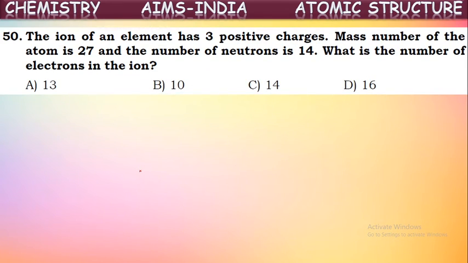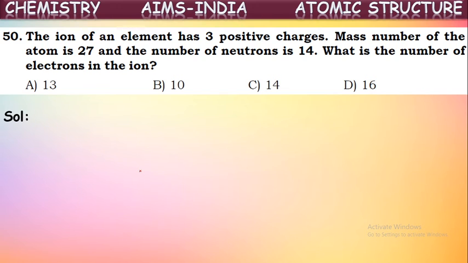Next, the ion of an element has 3 positive charges. The mass number of the atom is 27, and the number of neutrons is 14. What is the number of electrons in the atom? See, they have given the positive charge present on the ion, its mass number, and the number of neutrons are also mentioned. Now we have to calculate the number of electrons present in that ion.